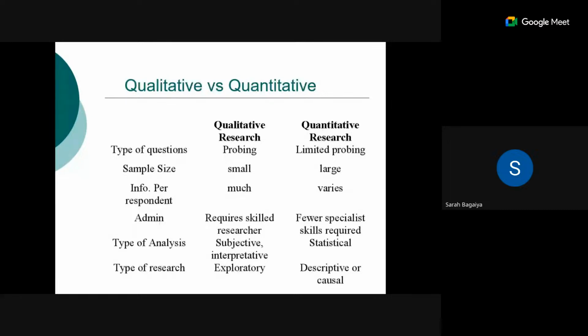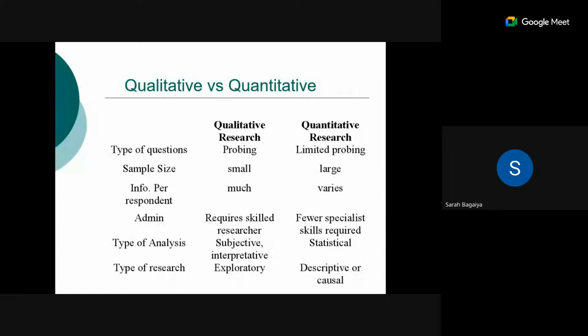Then information per respondent. For qualitative research, the information per respondent is usually a lot, and it's usually a lot to process. While for quantitative research, the information per respondent usually varies.